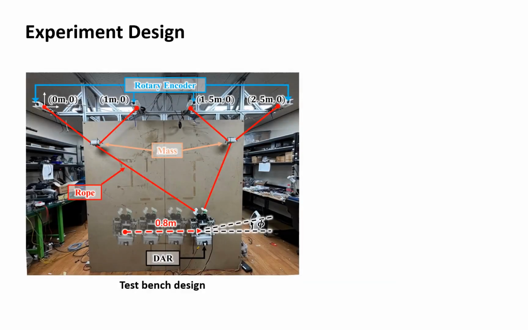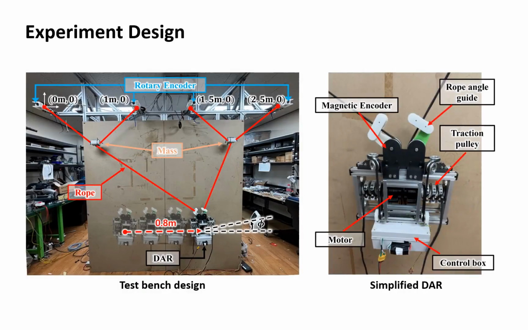We constructed a test bench implementing the ROR system with a simplified DAR for the experiments. Rotary and magnetic encoders were used to calculate and adjust the position of the DAR. When the DAR is moving, the RMA is stationary. Therefore, in this experiment, the RMA was assumed to be a mass of 1 kilogram fixed to the rope.